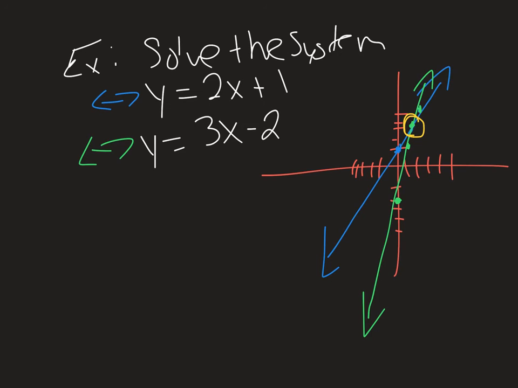So that's how you would do it, solving a system with graphing. You basically just graph your two equations. Usually we're talking about lines, and you're finding that point of intersection.